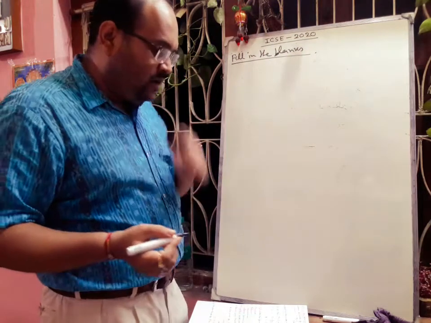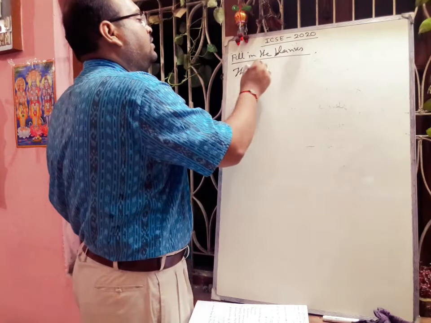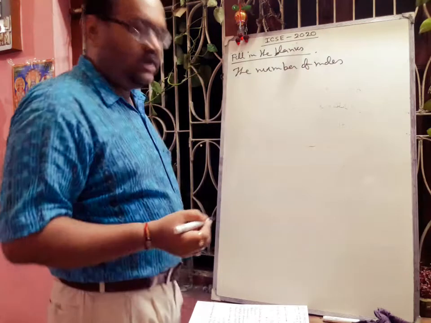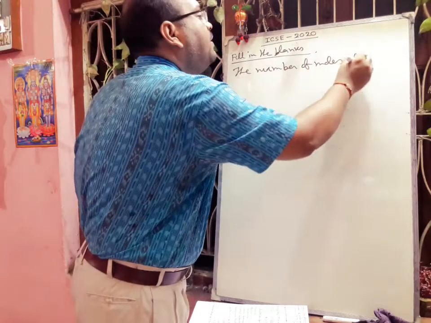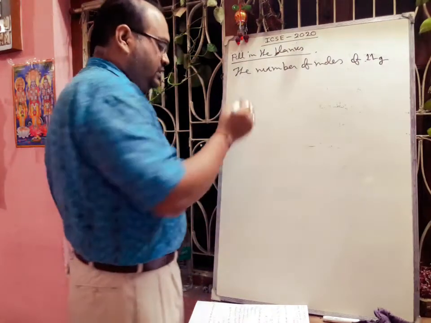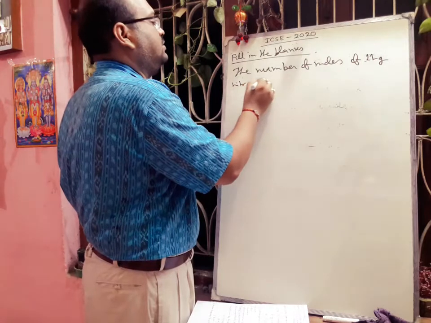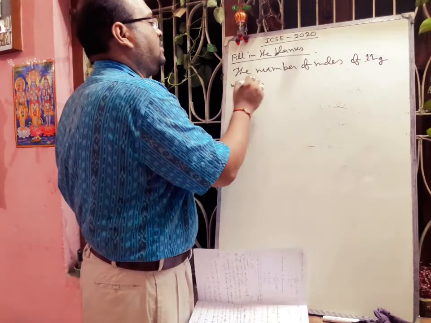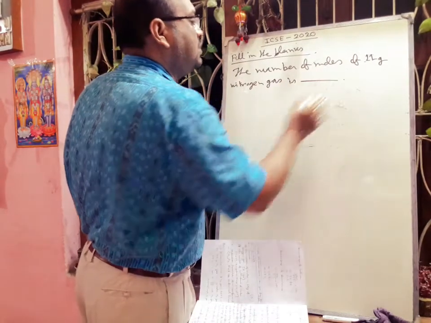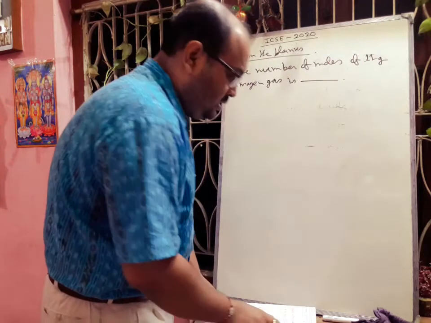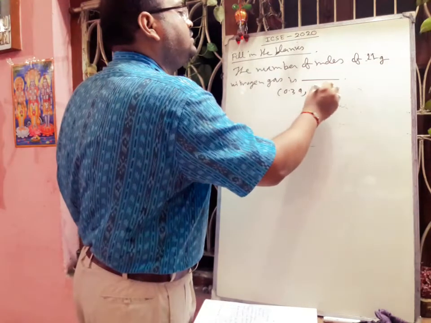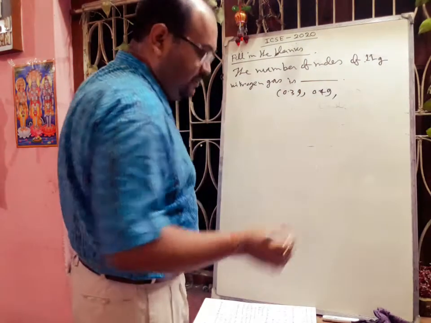The question is: the number of moles of 11 gram nitrogen gas is dash. Options are given, that is 0.39, 0.49 and 0.29.